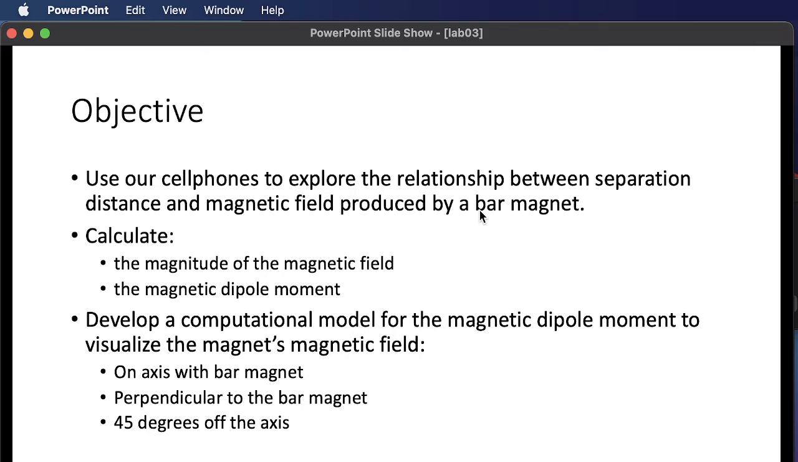The objective of this lab is to use our cell phones and an app called Teslameter to explore the relationship between the separation distance and the magnetic field produced by a bar magnet. We're also going to calculate the magnitude of the magnetic field and the magnetic dipole moment, which is essential to determining the direction that the magnetic field moves in from north to south. We're also going to develop a computational model in GlowScript for the magnetic dipole moment and its influences on the magnetic field in space at an on-axis location, perpendicular to the bar magnet, and 45 degrees off-axis.